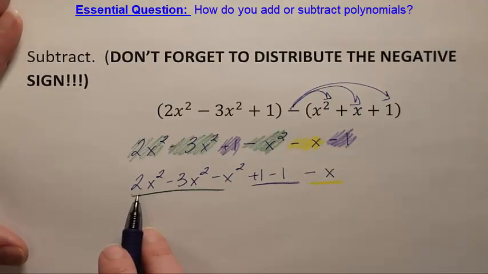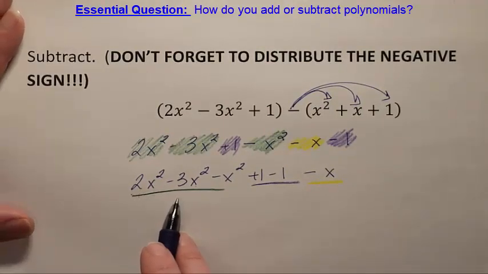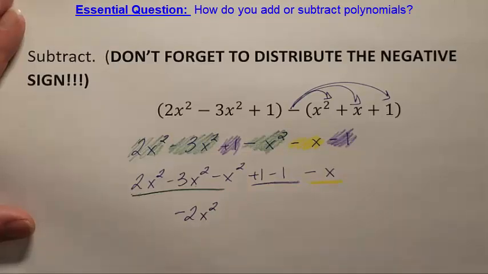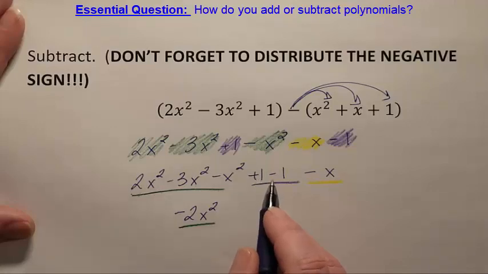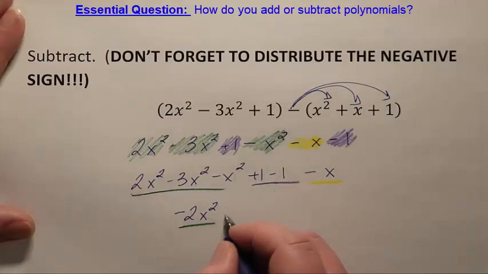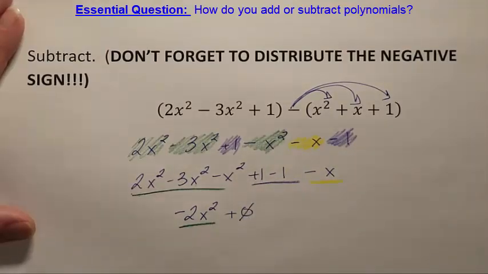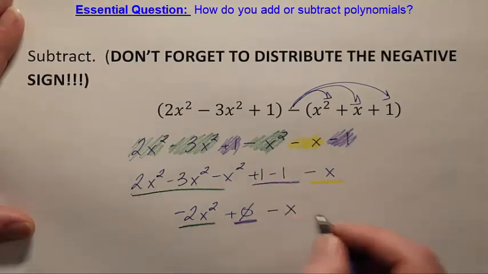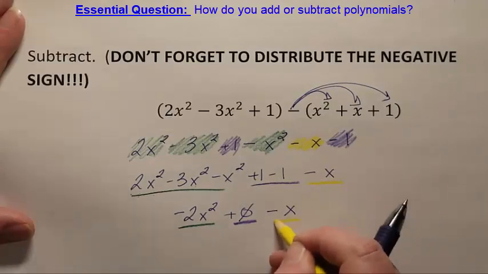So if I had 2 x squareds and I subtracted 3 of them, I have a negative 1. Subtract 1 more, I have a negative 2x squareds. Those are my x squareds all combined, so those are my green. If I had a positive 1 and then I subtracted 1, I actually have 0. So that was my 0. That was me simplifying my purple. And then I had a minus x. There was nothing else to combine them with, so there's my minus x.